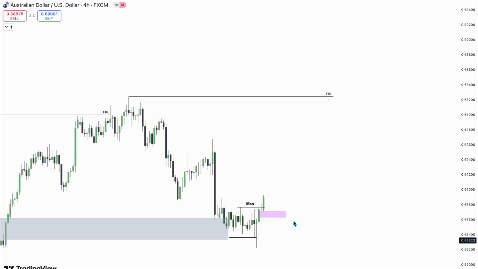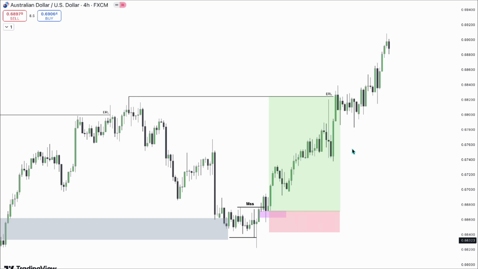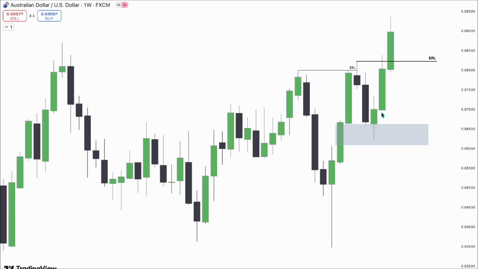The price retraces back and respects the fair value gap, so we enter a long position with a stop just below that low, aiming for the final external liquidity, which is on the weekly chart. And here we go. The price finally runs through the external range liquidity on the weekly chart. Zooming back out to the 4-hour chart, you can see how the price moved toward our target.